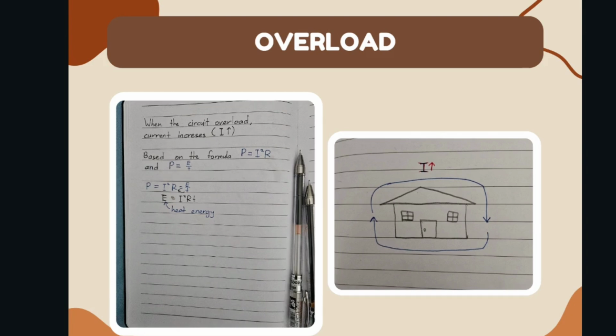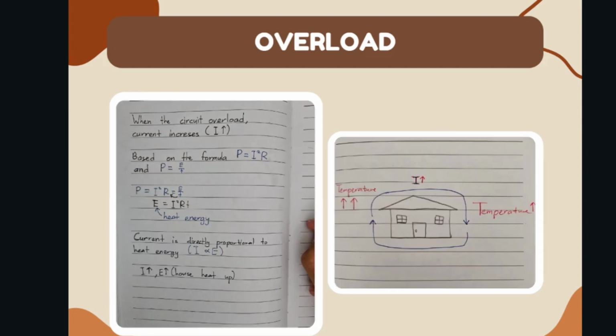And from the equation we can derive that E equals I squared RT, where E is heat energy. And from the equation we can see that current is directly proportional to energy, as in heat energy, and as current increases, the temperature will also increase.